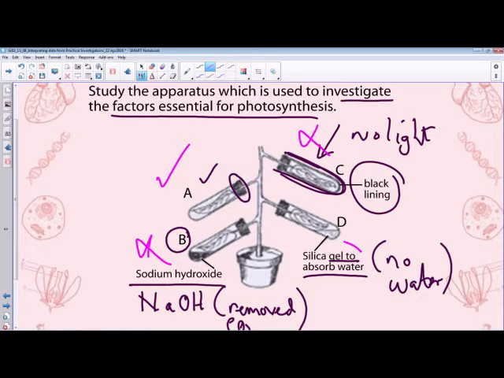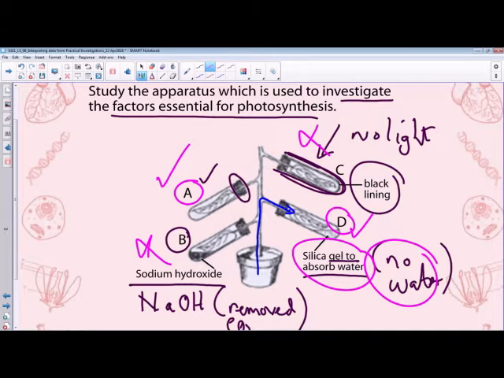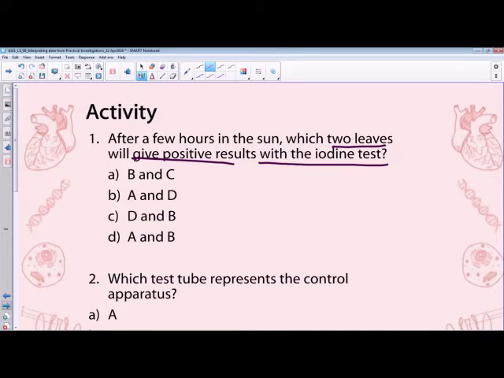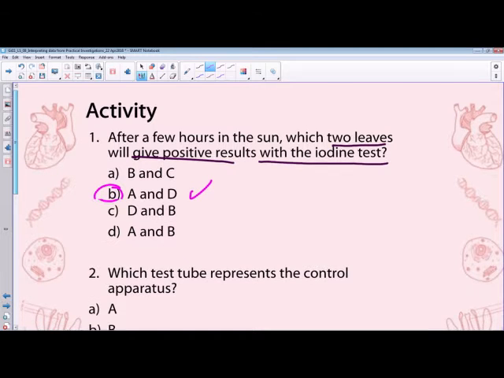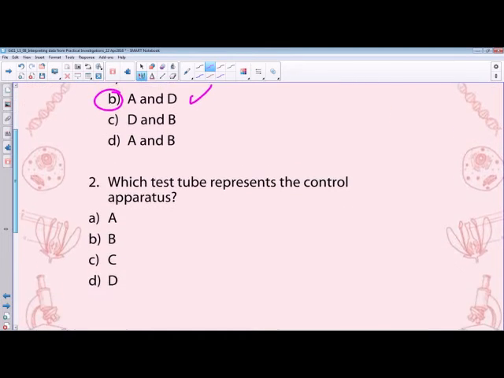And here we've got silica gel, which actually removes the water. But what you've got to remember, guys, is that water is still able to be absorbed from the xylem to the leaf, and hence definitely photosynthesis would occur in both A and D. So it will be both in A and D, as we see that light is necessary as well as it's able to get the water from the xylem vessels.